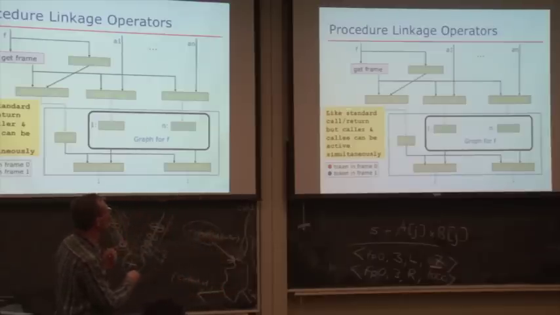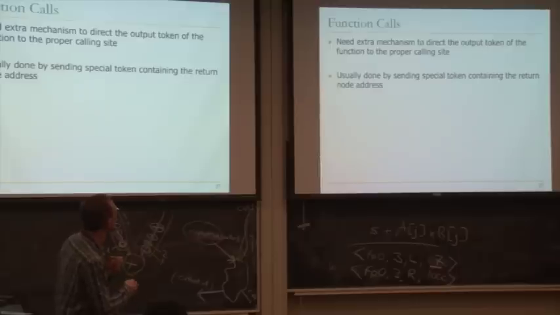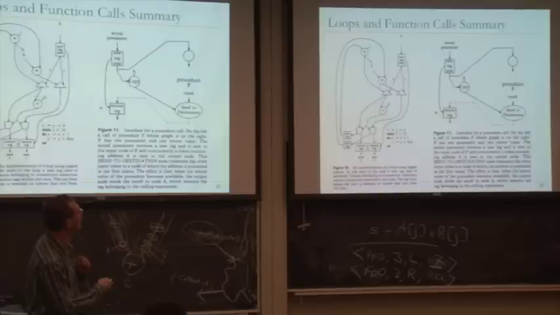So it's like a standard call return, except you need this to ensure that the caller and the callee can be active at the same time, right? That's the interesting thing about Dataflow. You can have all of this active. There could be nodes here that are waiting for the tokens coming out of this function call, waiting for execution. Basically, what we've done is you need an extra mechanism to direct the output token of the function to the proper calling site. And this is done by sending a special token containing the return node address.